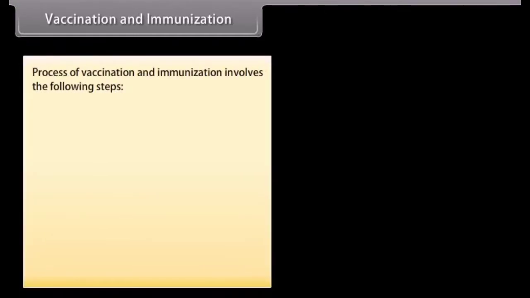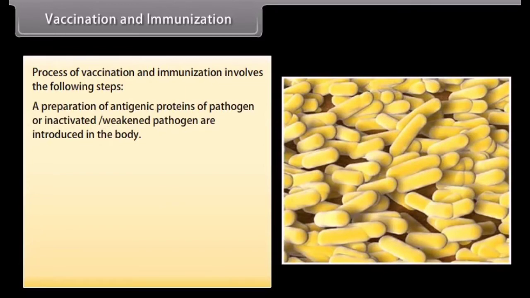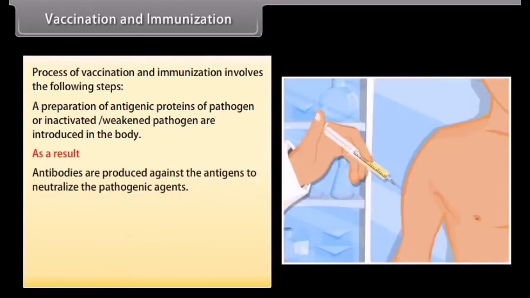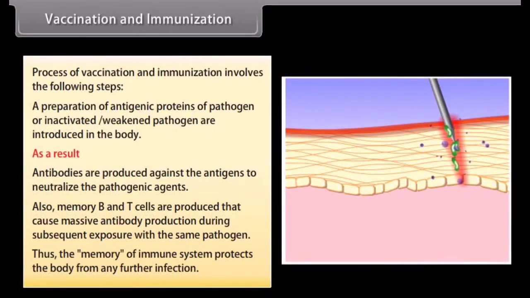The process of vaccination and immunization involves the following steps. A preparation of antigenic proteins of the pathogen or an inactivated, weakened pathogen is introduced into the body. As a result, antibodies are produced against the antigens to neutralize the pathogenic agents. Also, memory B and T cells are produced that cause massive antibody production during subsequent exposure to the same pathogen. Thus, the memory of the immune system protects the body from any further infection.